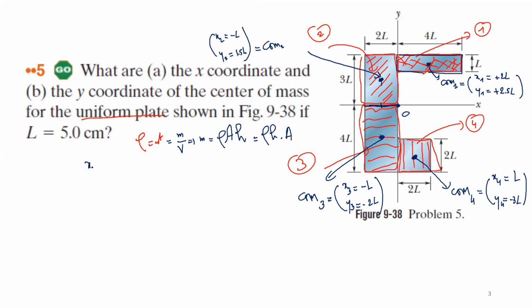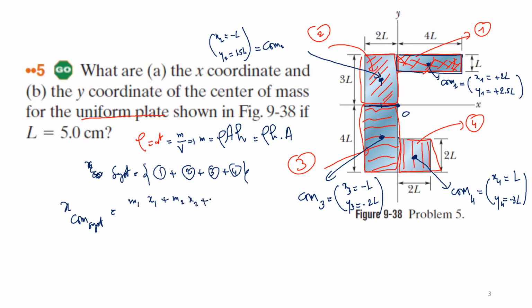So if I have my formulas, let me write it this way. System is equal to part 1 plus part 2 plus part 3 plus part 4. So X of the center of mass of the system will be M1 x1, position of center of mass of part 1, plus M2 x2 plus M3 x3 plus M4 x4 divided by total mass, which is M1 plus M2 plus M3 plus M4.